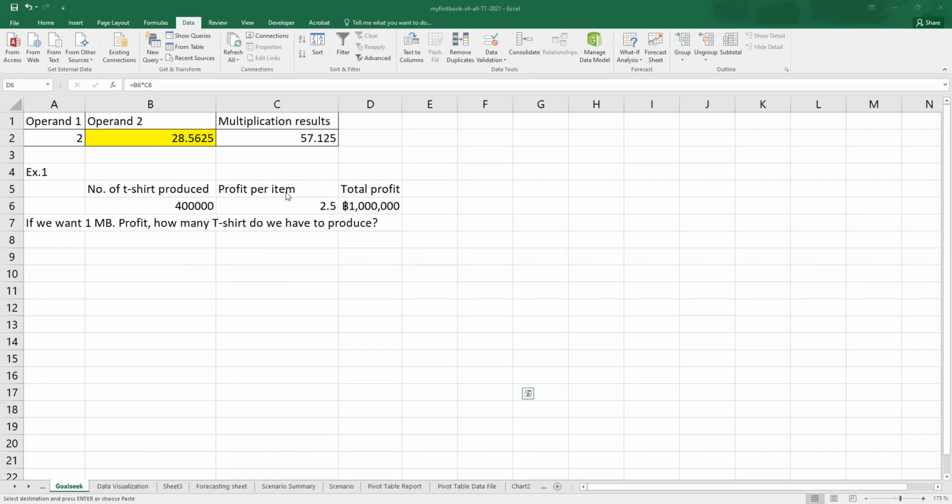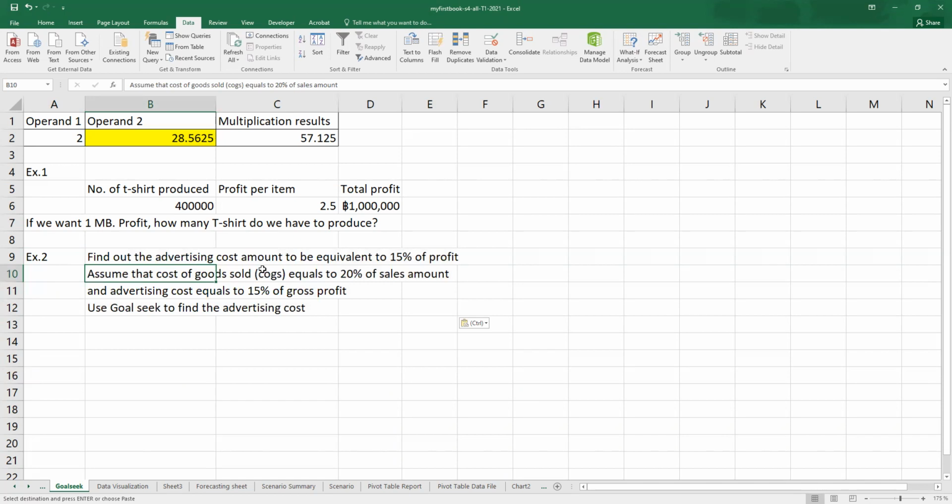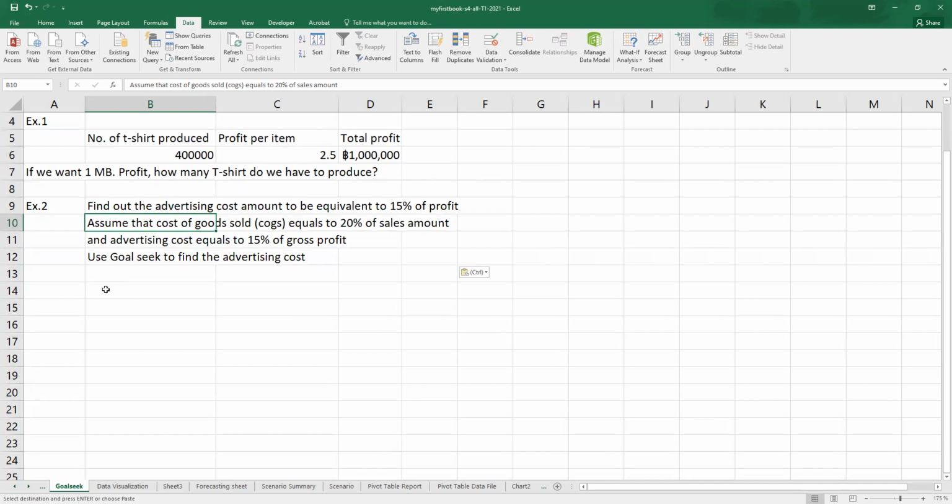In this case, assume that we would like to find the advertising cost. In this example, we say that the advertising cost amount, we want to know it. It is equivalent to 15% of profit. Assume that cost of goods sold equals 20% of sales amount, and advertising cost equals 15% of gross profit. So in this question, they ask you to find out the advertising cost by using Goalseek.